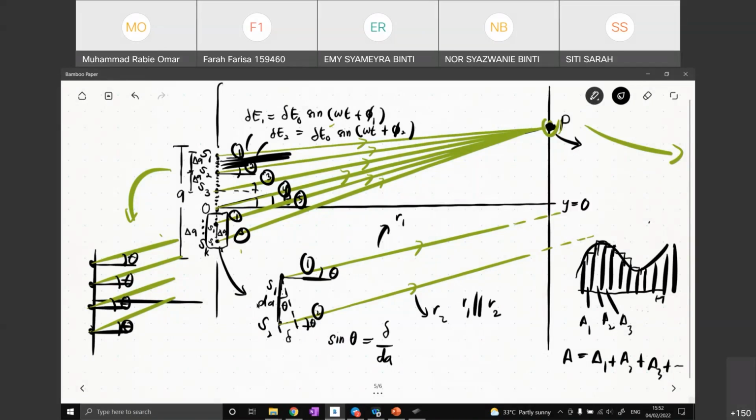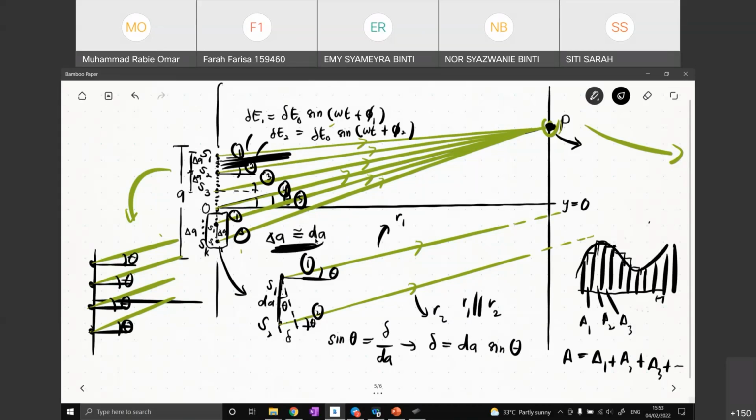dA is the differential. I repeat, I need you guys to remember this. dA is the differential. So meaning delta is equal to dA sine theta. So this is dA. I can write it as delta A like this, or this is approximately the same as dA. I repeat, hopefully you guys are able to accept this.